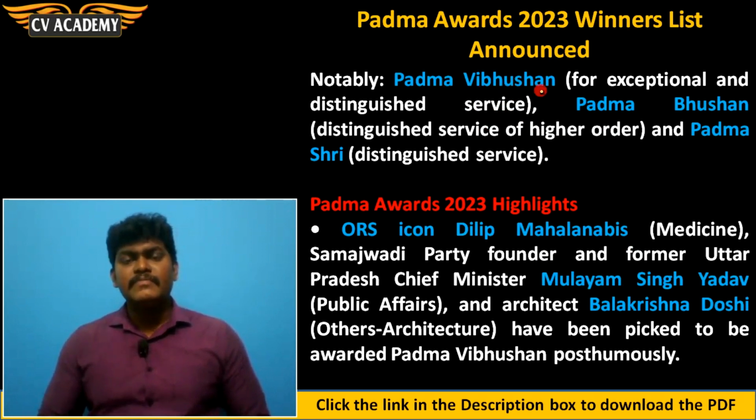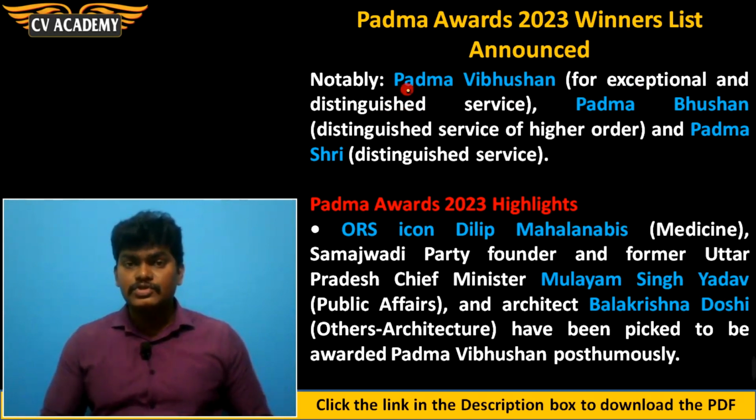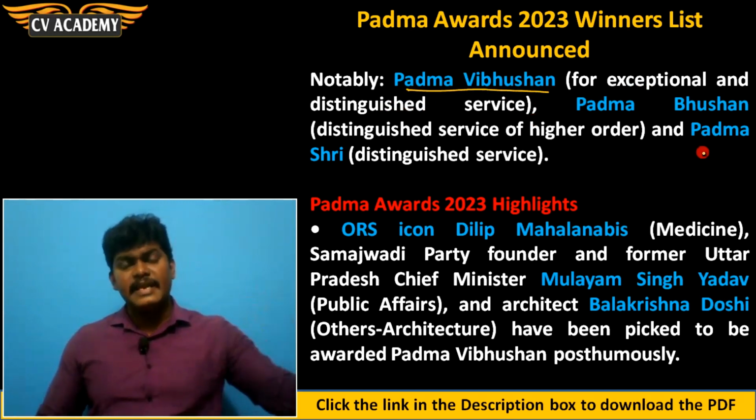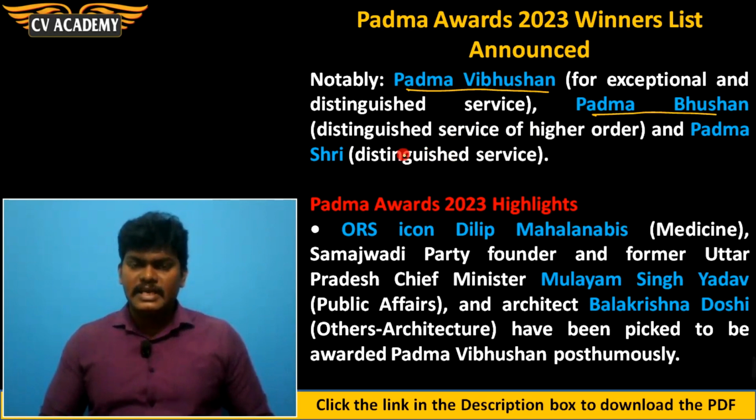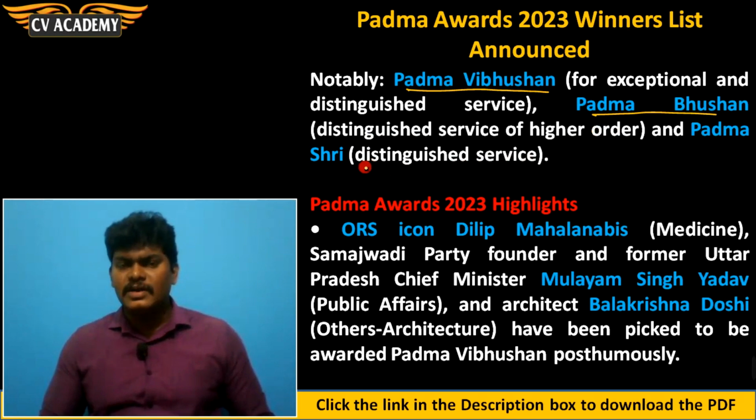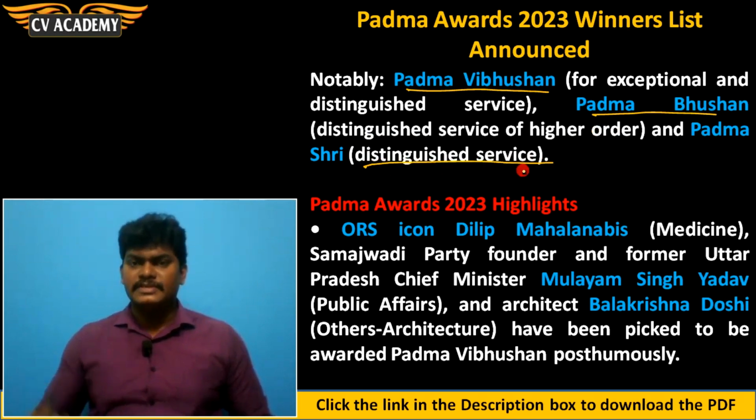So this Padma Vibhushan Award is given for the exceptional and distinguished service. So for that purpose, Padma Vibhushan Award, it is the highest civilian honor next to the Bharat Ratna. After that, Padma Bhushan Award, this is for the distinguished service. Then Padma Shri Award, that is also distinguished service. Padma Bhushan Award is given for those people who had contributed more to the distinguished service of higher order. Then Padma Shri Award is given for those people in the distinguished service category.